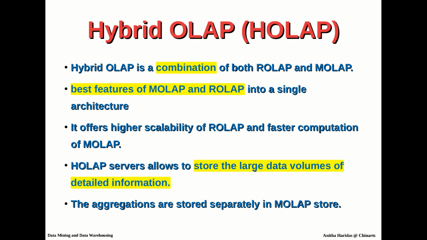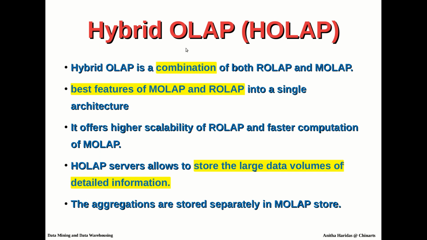Now the third type of OLAP is hybrid OLAP. So hybrid is always a combination, right? The combination of both ROLAP and MOLAP is called a hybrid one. So the best features of multidimensional OLAP and relational OLAP will be combined into a single architecture. This hybrid OLAP offers the high scalability of ROLAP. The best feature of ROLAP is higher scalability, right? So that feature is included in hybrid OLAP, and the faster computation of MOLAP is also taken here in hybrid OLAP.